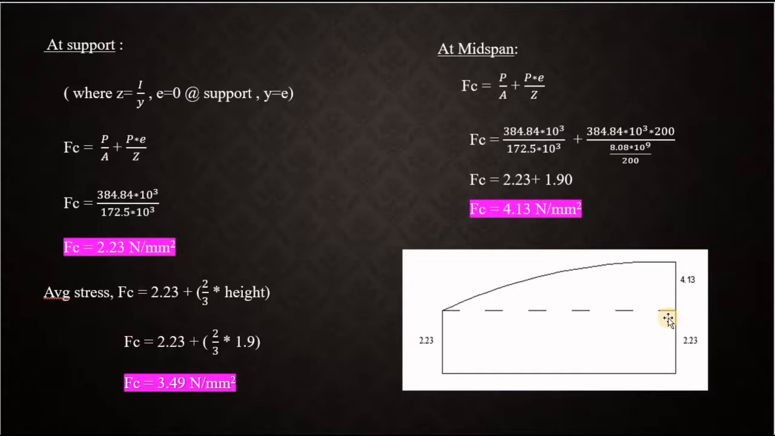1.9 is the height of this parabolic variation. From this dotted line towards the top, the height is 1.9. So take that: from the apex of the parabola, it is 2/3 into height. Take that value and add both values, one for the rectangle and one for the parabolic. Fc is 3.49 Newton per mm square. This value should be considered for the calculation.